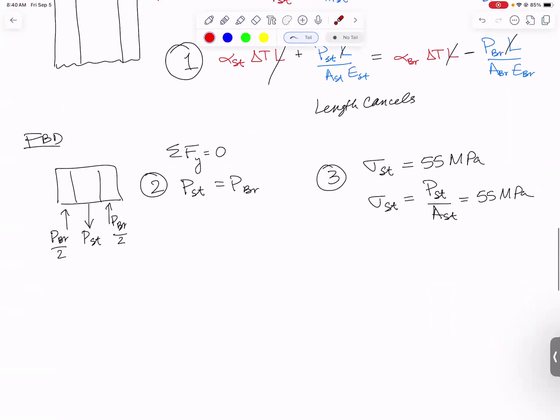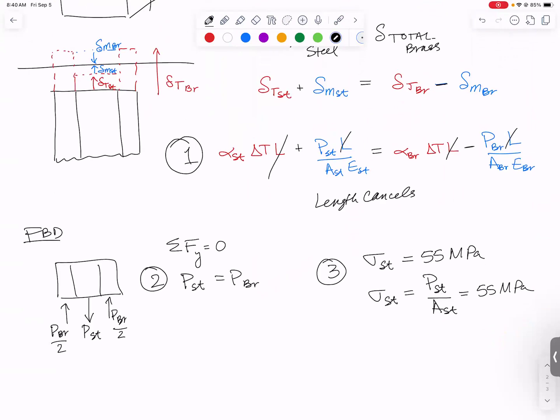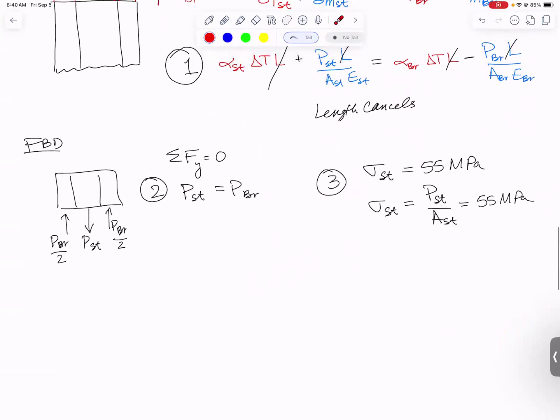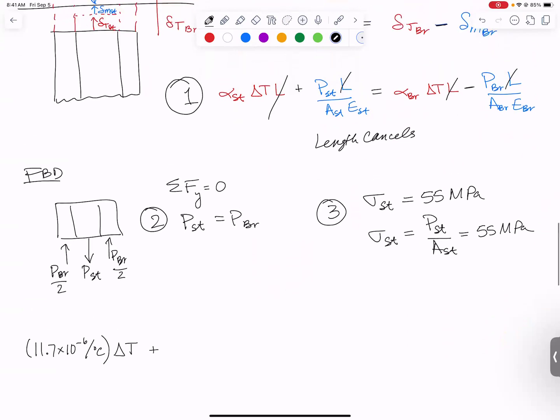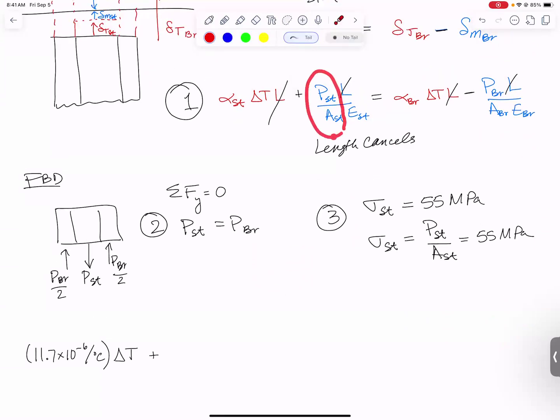So let's plug in some numbers. I'm going to start with equation 1 and just plug in everything I know. So first thing I need is the coefficient of thermal expansion of steel. That is 11.7 times 10 to the minus 6th per degree C. I need the temperature change, which I don't know, and I already canceled out the length. Plus, okay, wait, this next term, force in the steel over area of the steel, that's the stress in the steel. I know that needs to be 55 megapascals.